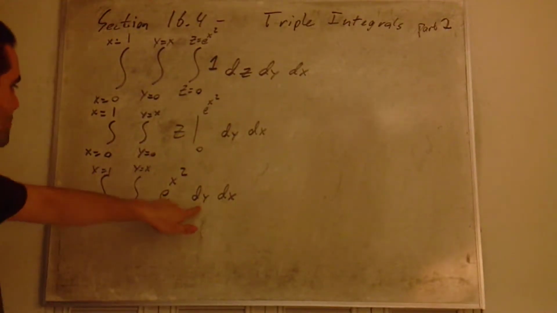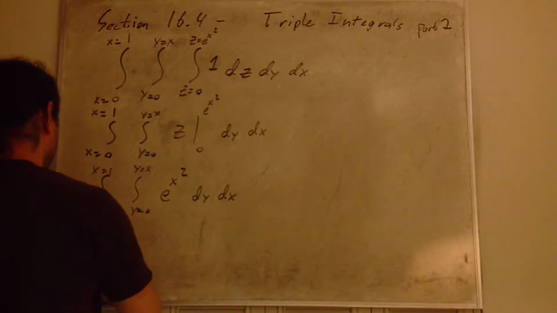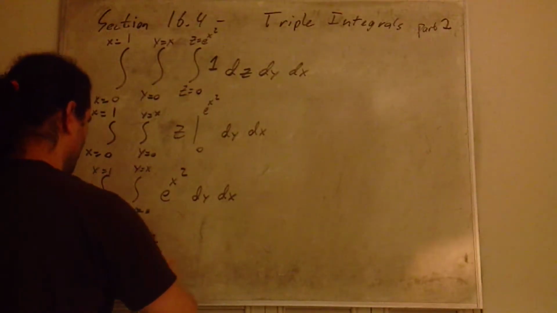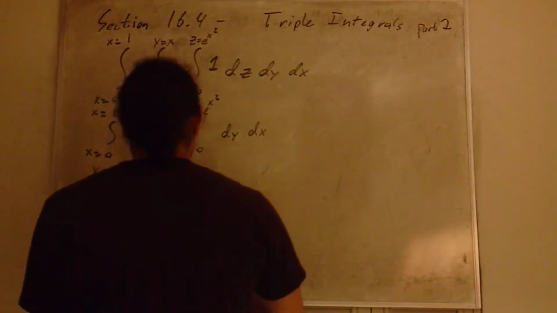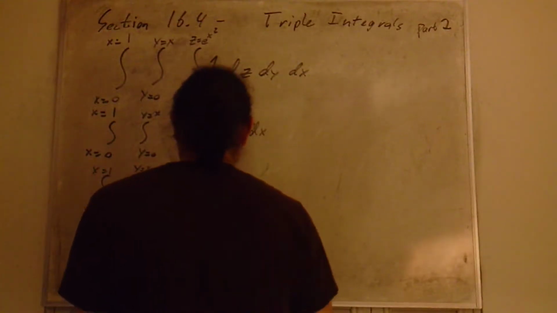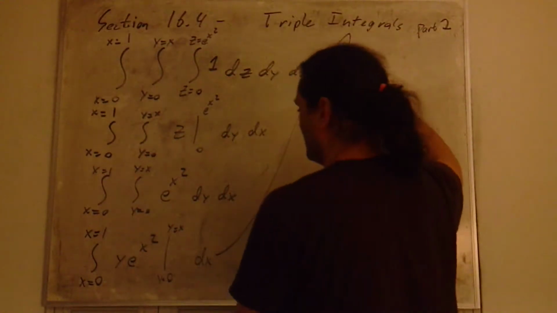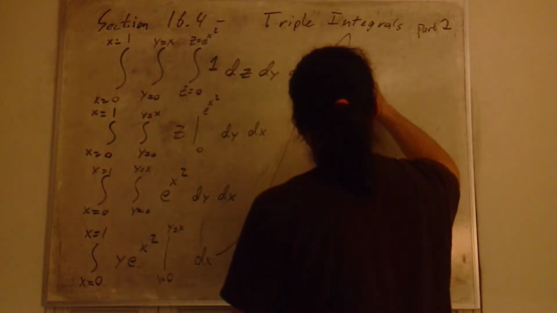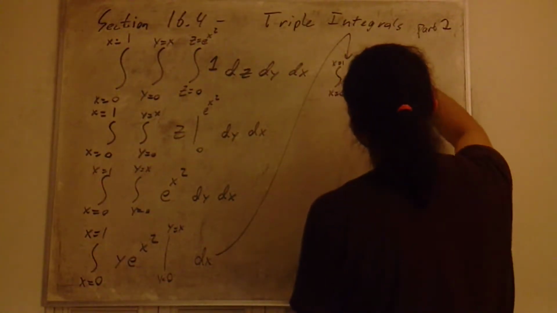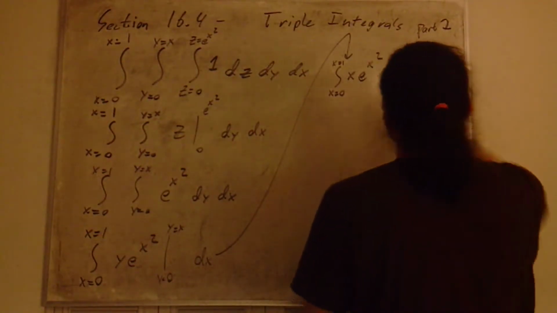So we need to integrate this with respect to y. There's no y's here, so the integral is going to be y e to the x squared, evaluated at y equals 0 and y equals x, dx. So I'll bring this up over here. We're going from 0 to 1 of x e to the x squared minus 0. So it's just this.